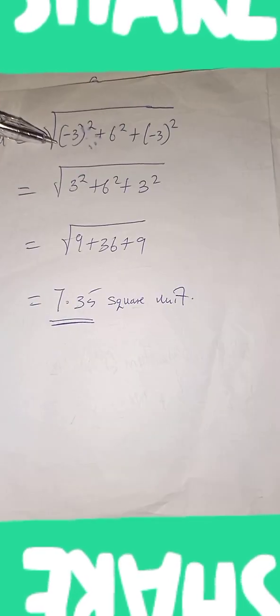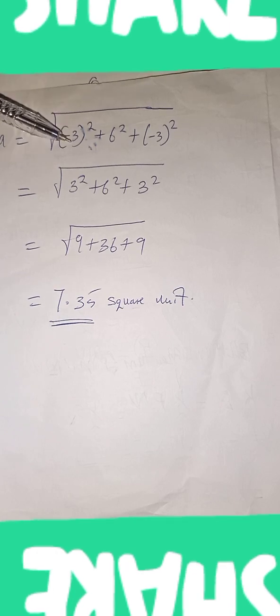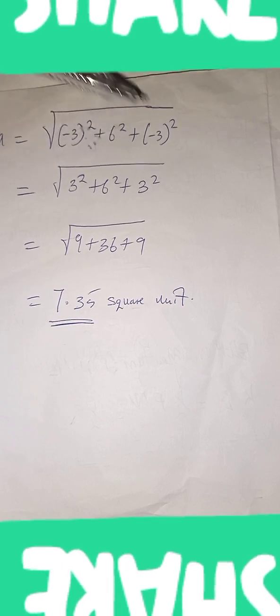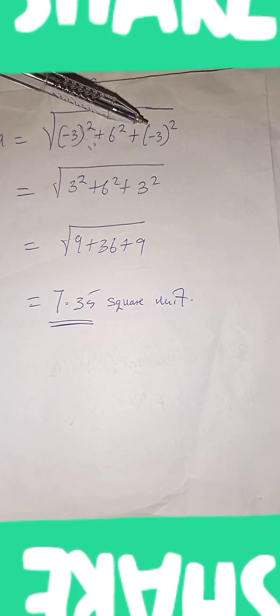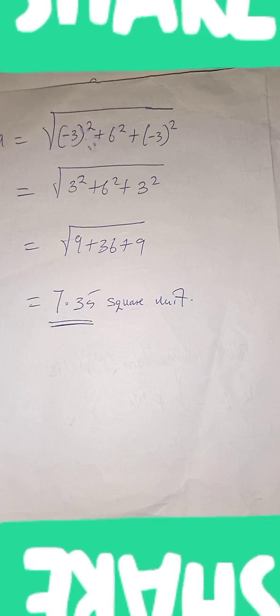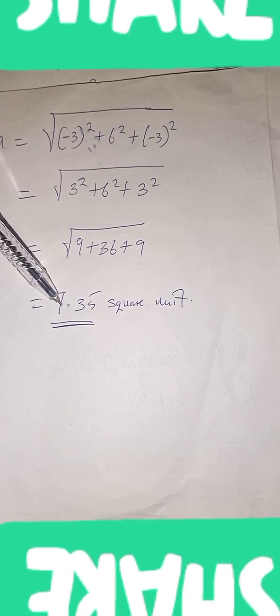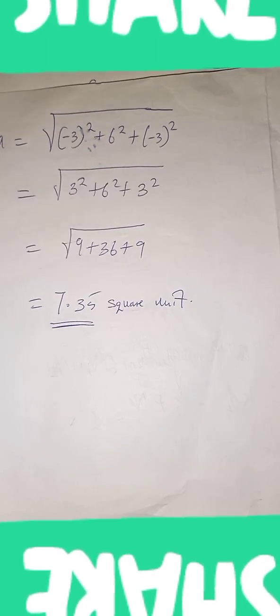So the area will be the magnitude, which is the square root of the coefficient of I squared plus the coefficient of J squared plus the coefficient of K squared. Remember I told you the minus sign is irrelevant here. Even though you don't use them, you still get the correct answer. So it's better you don't even use the minus sign as a beginner. So you're going to have 7.35 square units. That'll be the area of the parallelogram.